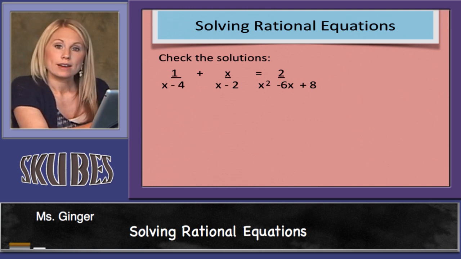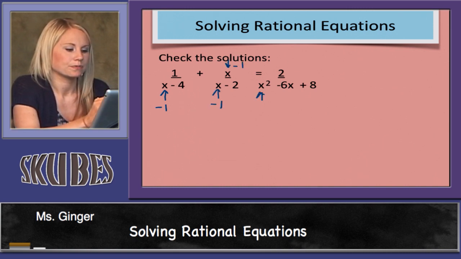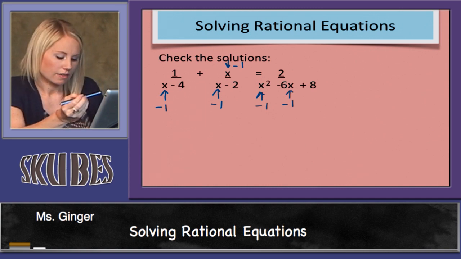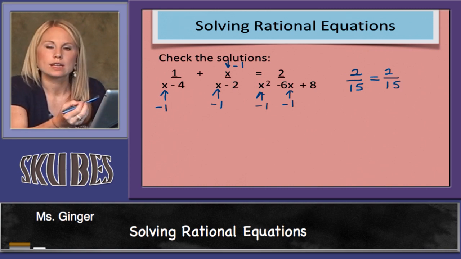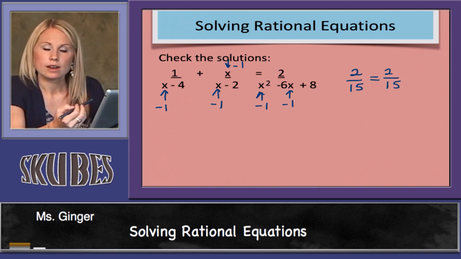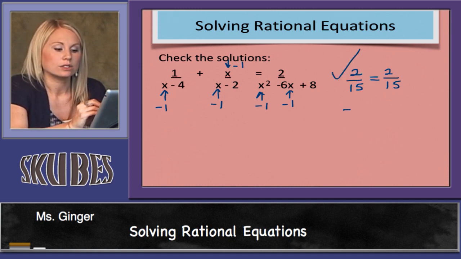So if you were to go back in and plug in our first solution we said, which was a negative 1, everywhere you see an x, we would put them in all these places. And then we would end up with a true statement. Actually, 2/15 equals 2/15. And remember, I told you any number that you end up with is fine, even a fraction, as long as you do get a true statement. So negative 1 is a solution, an actual solution.